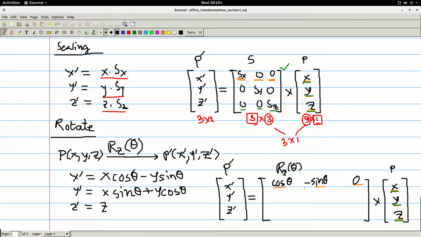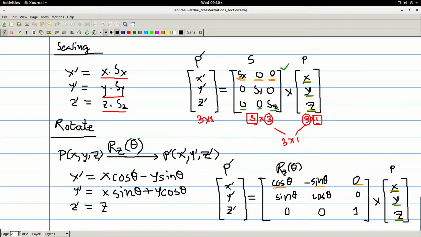Now if you want to do it for y prime, sin theta, cos theta, and 0. Alright, so let me try it again. So sin theta, cos theta and 0. And what about z prime? 0, 0, 1. So this is much simpler then.